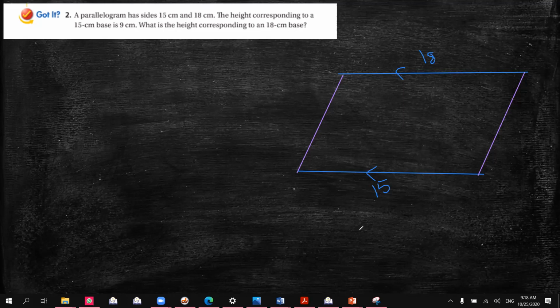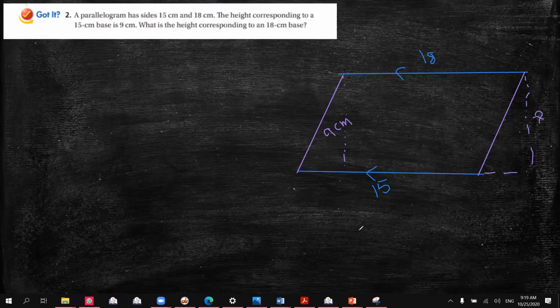That means if there's a height, and this height is perpendicular to it, its length now is 9 centimeters. And what is the height that is perpendicular to the 18? Tell me now, what is the height that is perpendicular to the 18? This one, we name it with X.